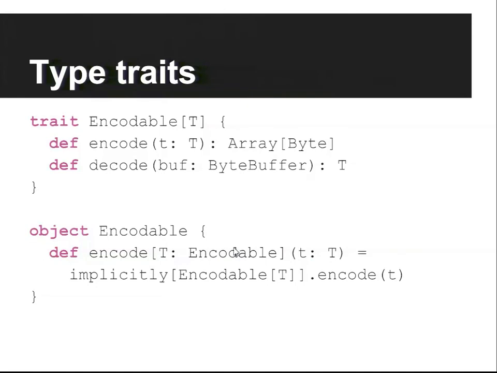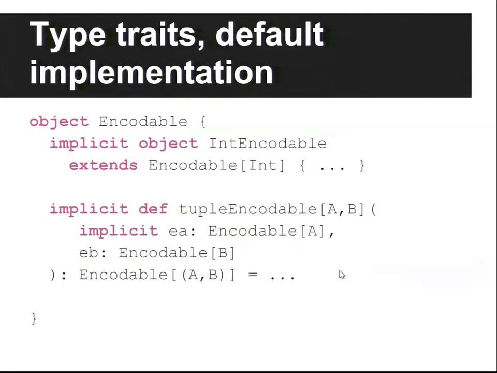So if I pass a string into encode, it's going to look for Encodable of String. If I pass a collection of ints, it's going to look for an Encodable of collection of ints. And then we look that Encodable up on the implicit scope and call the encode method from that Encodable. Okay? Now I need to define how to encode things that I don't control from someone else's library.